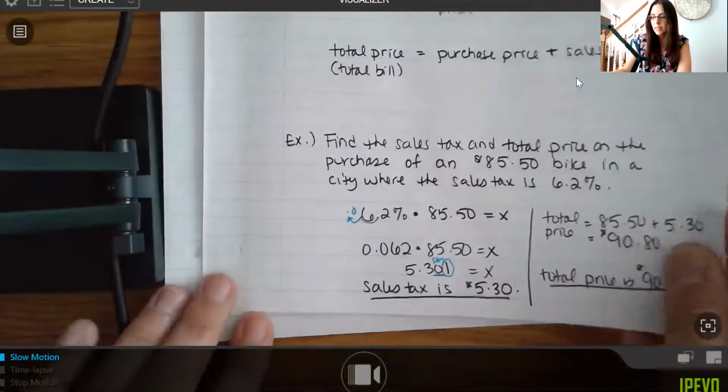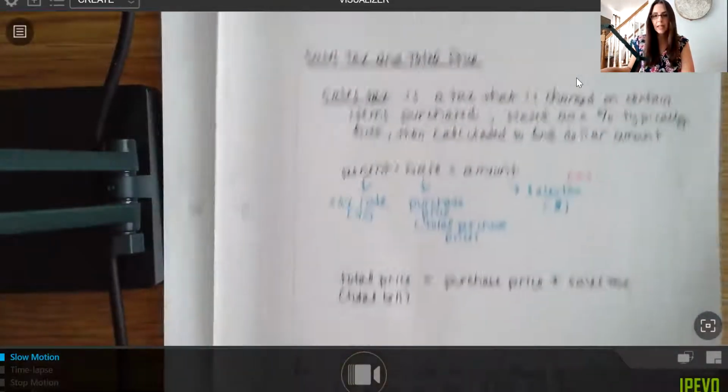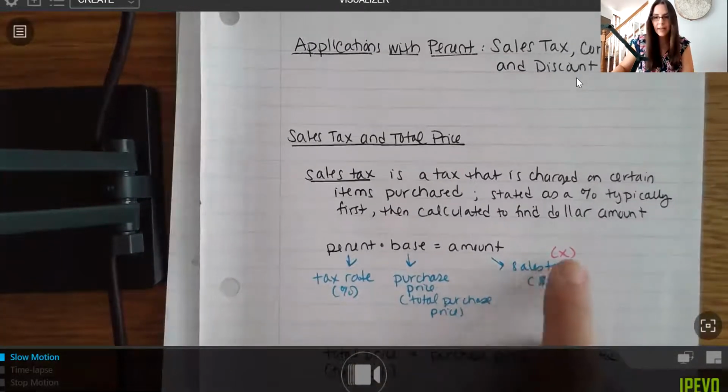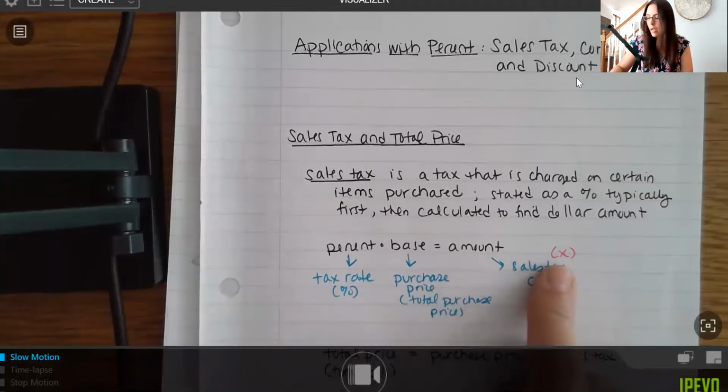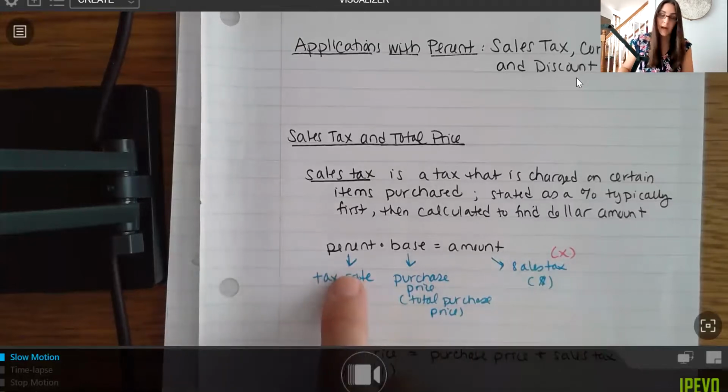Let's do one more example on sales tax, and this one we'll do a little bit differently. Instead of having our X be the sales tax, which is probably the most common, we're actually going to find the tax rate this time. So our X is going to be the percent.